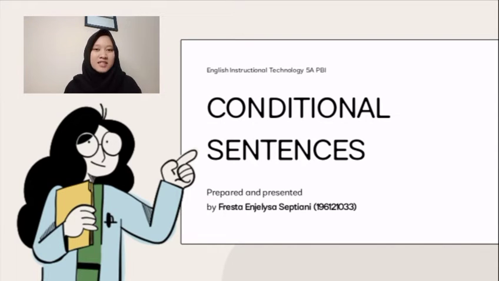So in this meeting, in this special occasion, I would like to deliver a material about conditional sentence. But before we go to the lesson, I would like to ask you, who knows conditional sentence here? Raise your hands please. Okay, because no one raises their hand, so I will just explain it.